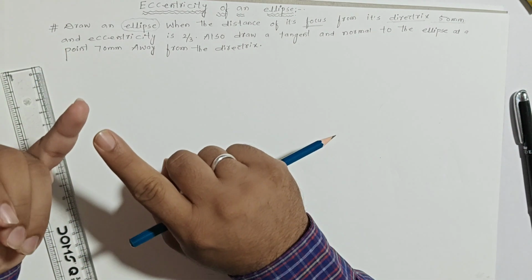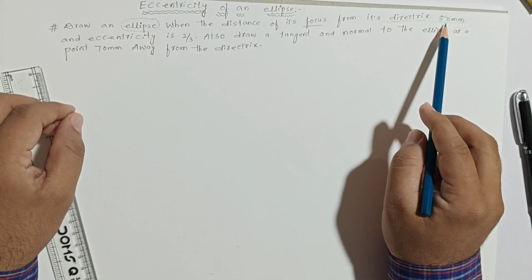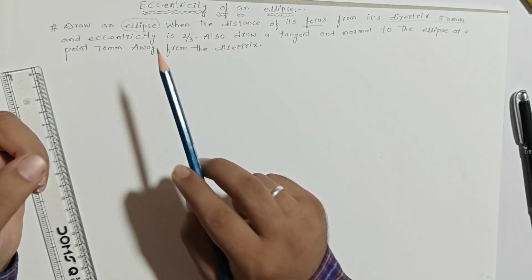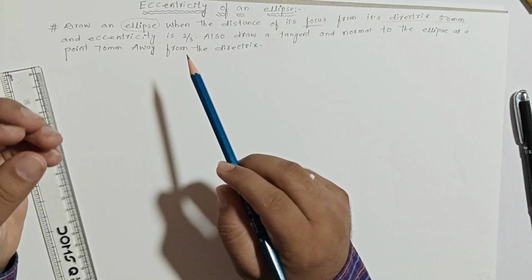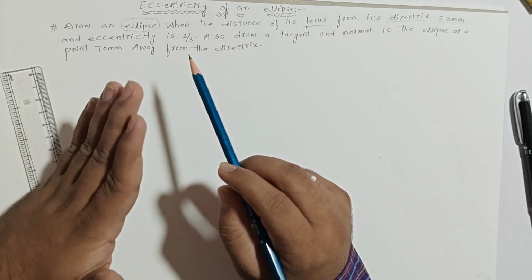First condition: the distance from the directrix to the focus is 50 mm. Second condition: the eccentricity ratio is given. Meanwhile, we need to find out the tangent and normal. It should be 70 mm away from the directrix line.